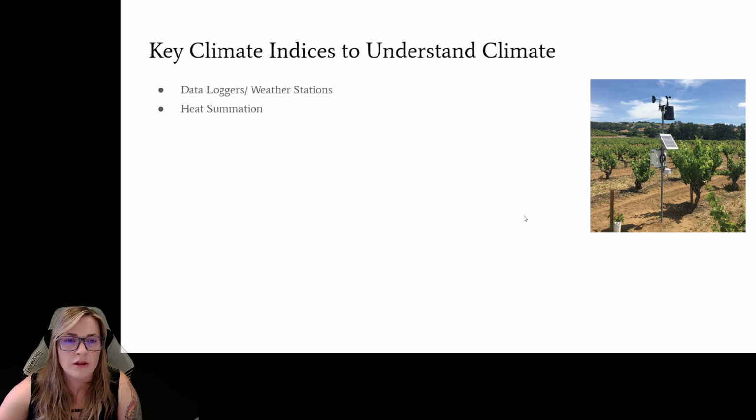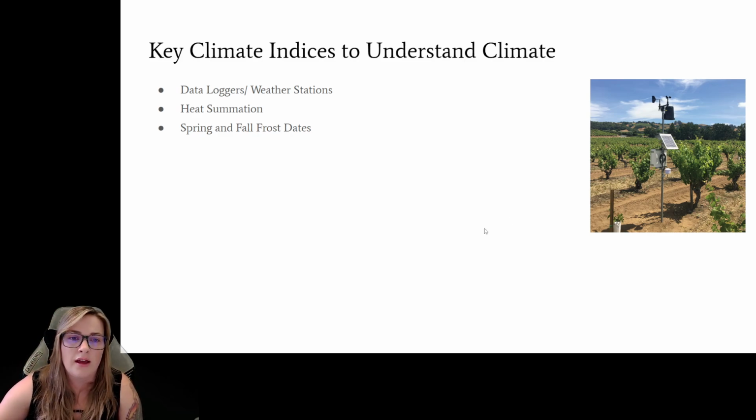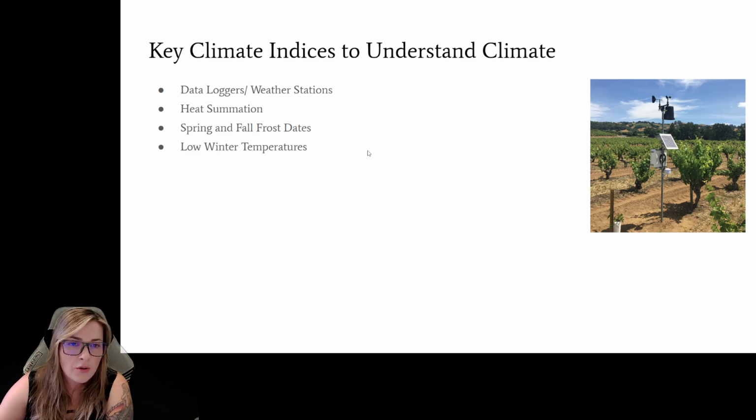Another one that we'll talk about in a couple slides here is heat summation, which follows along with growing degree days. It's very important to know also when your vineyard is going to experience frost. So when in the spring is it going to frost, and when in the fall is it going to frost? We'll talk about that more in a couple slides. Your low winter temperatures, how cold is it going to get over the winter? Is that going to potentially damage your vines? Are they going to make it out okay?